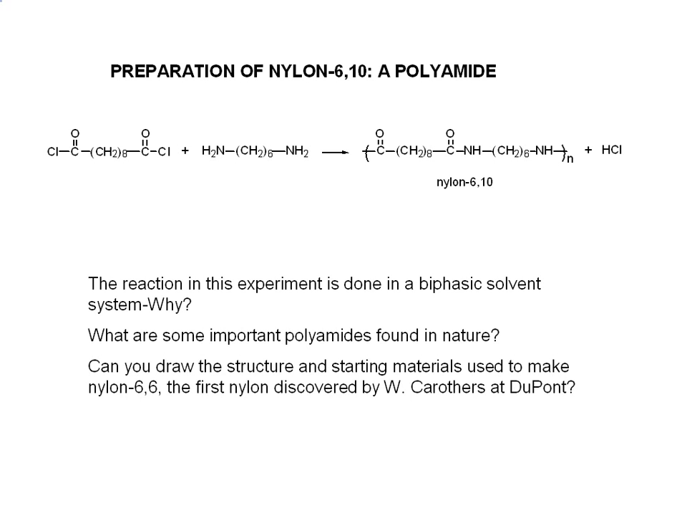Now the 6 and the 10 come from, first of all, the first number, the 6, comes from the number of methylene units, or the number of carbons, in the diamine monomer, and the 10 comes from the total number of carbons from the acid or acid chloride monomer. So nylon 6,6 would simply be the same diamine that we see with the 6 carbons, and the acid chloride would, instead of having 10 carbons, of course have 6.